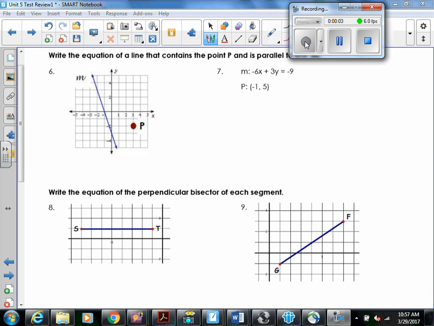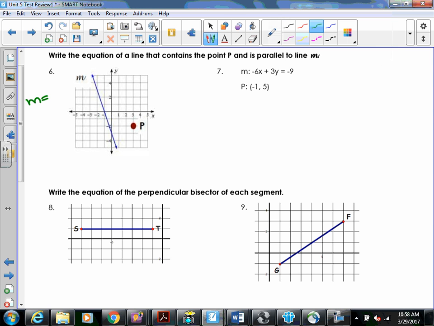Okay, for number 6, it's asking you to write the equation of a line that contains the point P and is parallel to line M. So the key for this is you need to know the slope of the line that they've given you, and you need to know the coordinate for the point that your line is supposed to be going through. So to start off, you need to find the slope of this line.